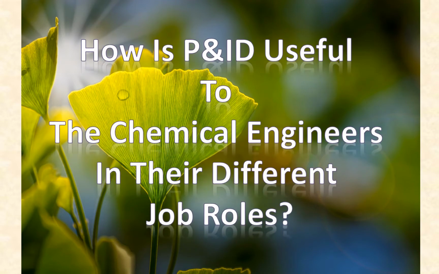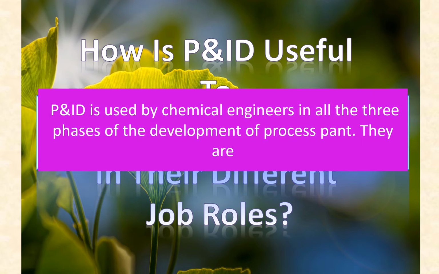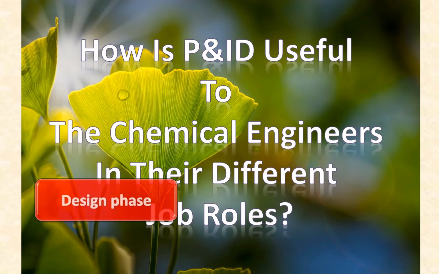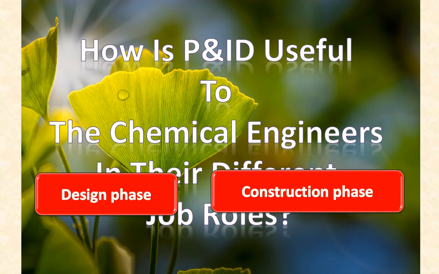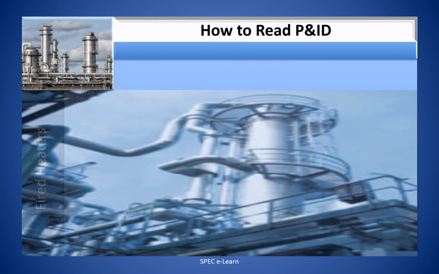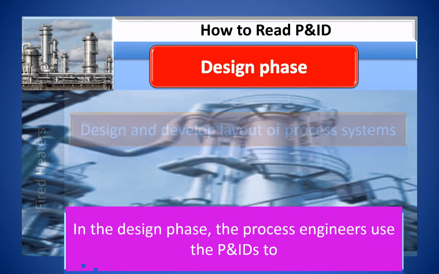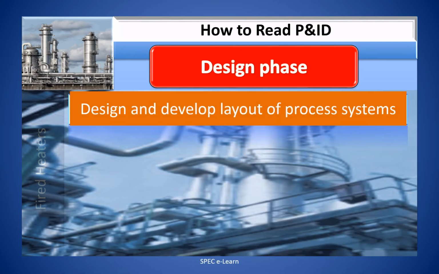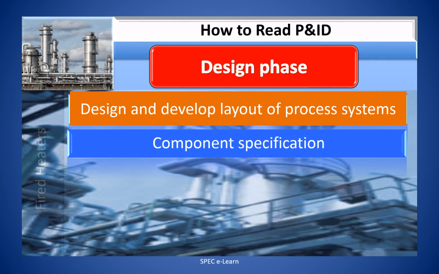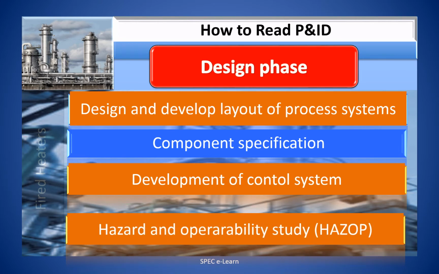How is P&ID useful to chemical engineers in their different job roles? P&ID is used by chemical engineers in all the three phases of the development of process plant. They are design phase, construction phase, and operational phase. In the design phase, the process engineers use the P&IDs to design and develop layout of the process systems, component specification, development of control system, hazard and operability study known as HAZOP.